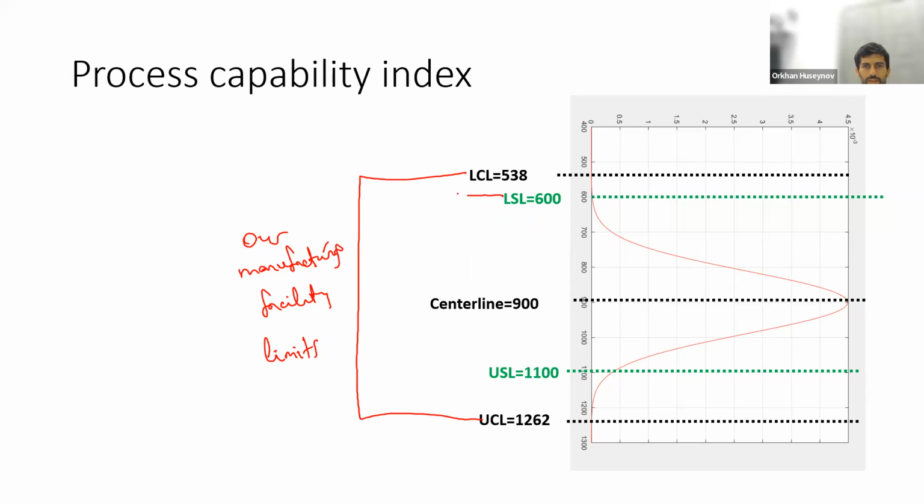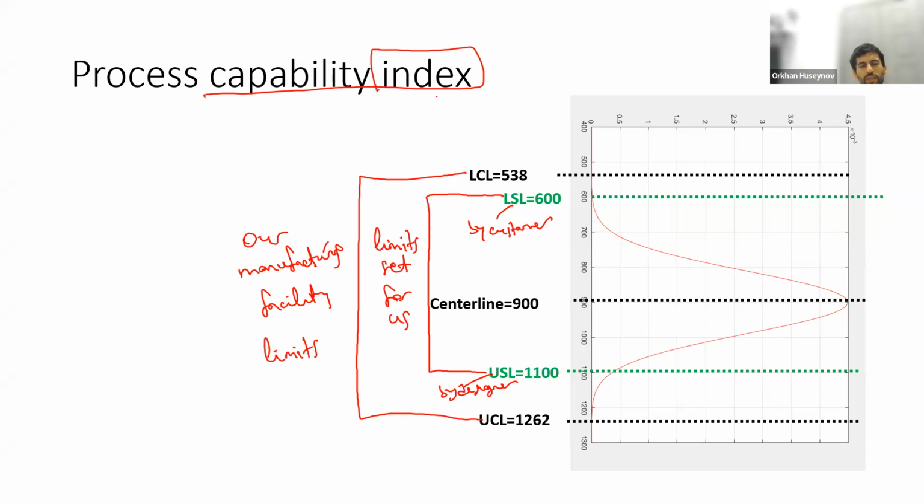Okay, and this one is limits set for us. So the first limit, this one is by the customer. The second limit, this one is by the designer. The designer says that we cannot manufacture more than this one, and then the customer says that you cannot go lower than this one. So we have to look for the process capability index. This index will tell us how capable our process is.